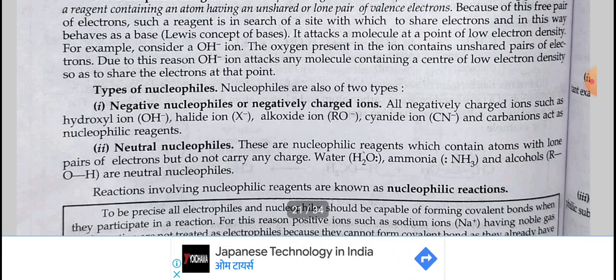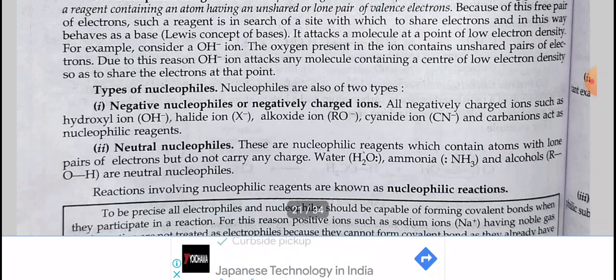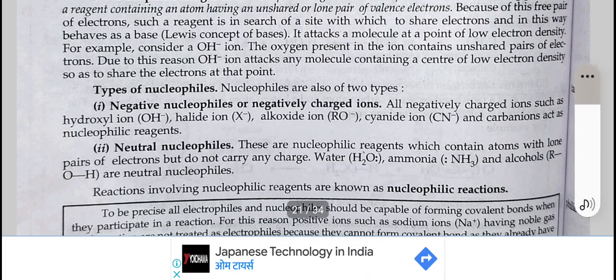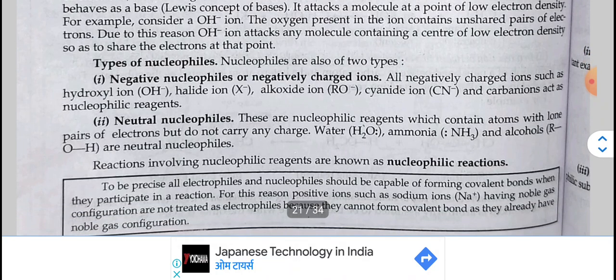Due to this, the OH negative ion attacks any molecule containing a center of low density, so as to share the electrons at that point. Types of nucleophiles. Nucleophiles are of two types: negative nucleophiles, or negatively charged ions. All negatively charged ions such as hydroxyl ions OH negative, halide ions X negative, alkoxide ions RO negative, cyanide ions CN negative, and carbanions act as nucleophilic reagents.